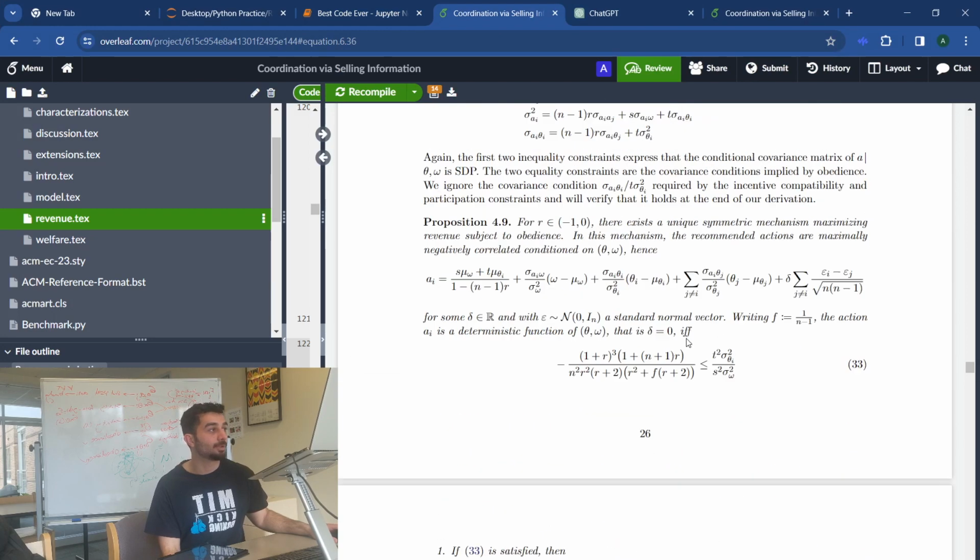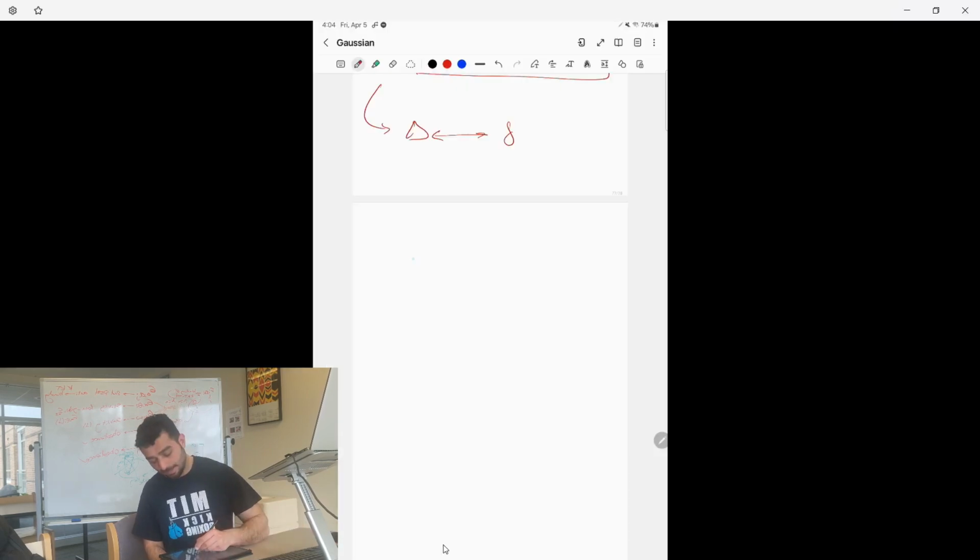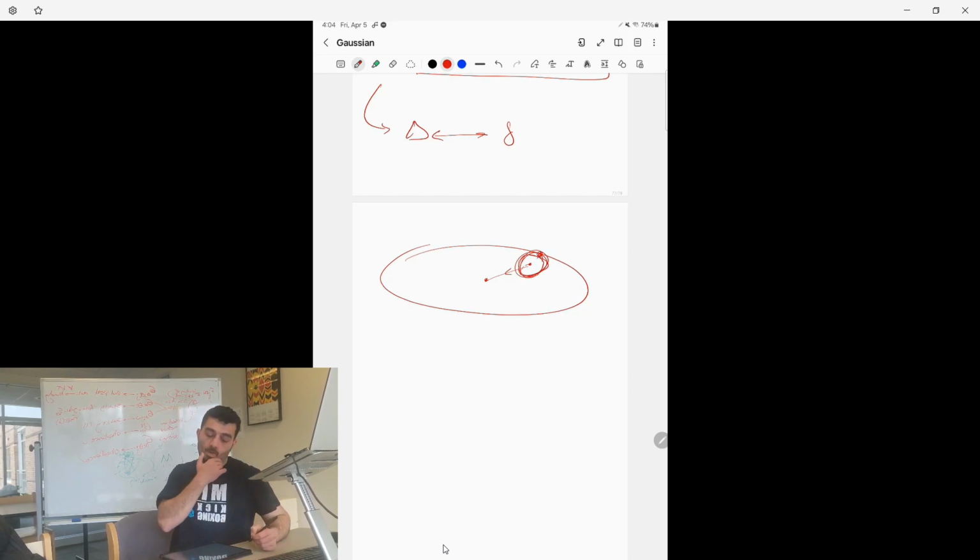Here, we add some noise to the action recommendation to make it maximally anti-correlated. Because remember, here is our ellipse. For example, here is the center. We are here, right? We have a space. We can add this noise here to go up to this boundary, or border. And that's what it is.